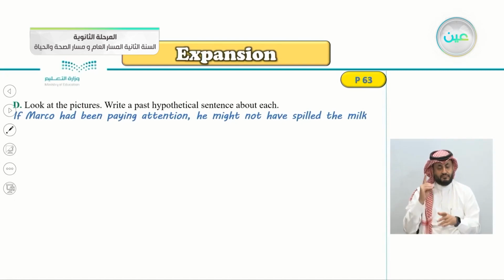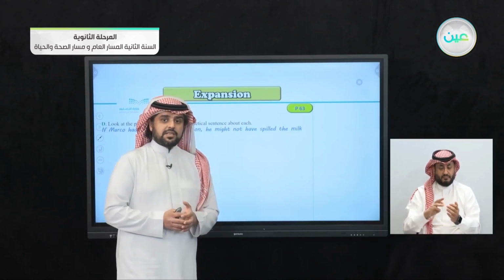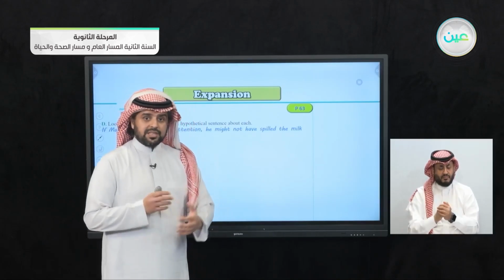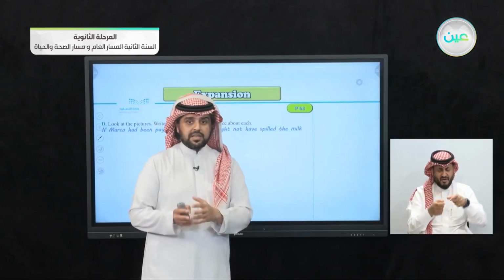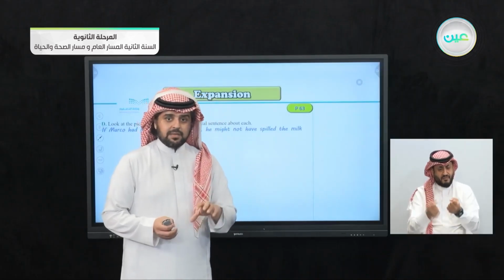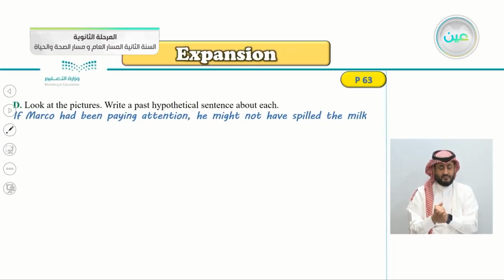Exercise D, look at the pictures. Write a past hypothetical sentence about each. So look at the pictures, page 63. Look at the pictures and write a past hypothetical about each picture. If Marco had been paying attention, he might not have spilled the milk. Of course, you notice Marco with his roommate, he was spilling the milk while he was busy with something else. So that's why we said if Marco had been paying attention, he might not have spilled the milk.